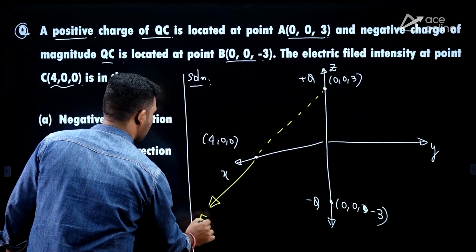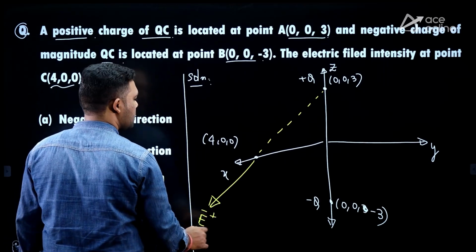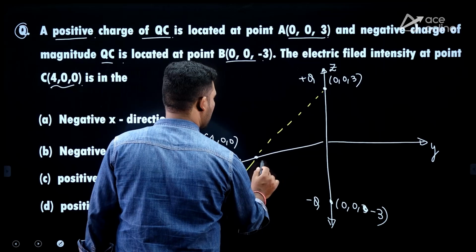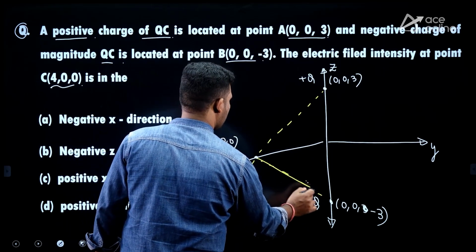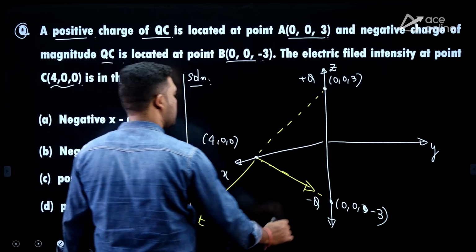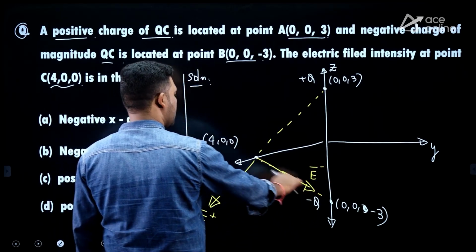This is the electric field due to the positive charge. Clear, guys? This is a negatively charged one. What is the electric field? It is towards this. So this is the electric field direction. I will call it E minus. The magnitude of this one and the magnitude of this one are the same.